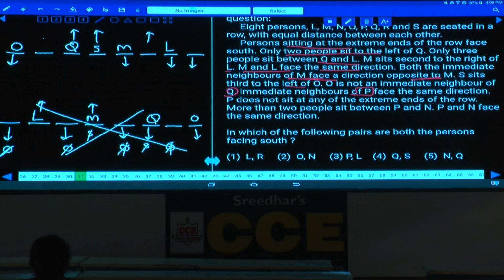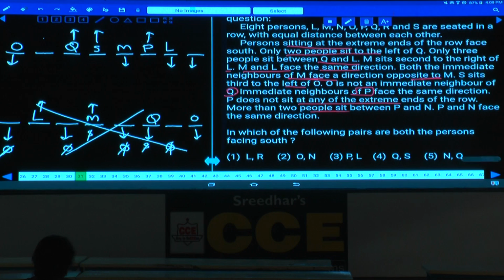Tell me what should be the position. Can P be at this place? P cannot be at this place because there must be 2 neighbors to this P, which is not possible. Hence, what is the only possibility here? P is here. If P is here, immediate neighbors of P are M and L, and these two persons are facing the same direction. Then P does not sit at any of the extremes of the row. That information is not required.